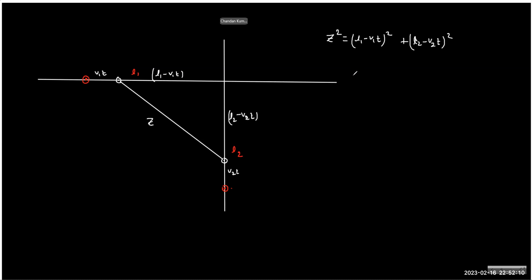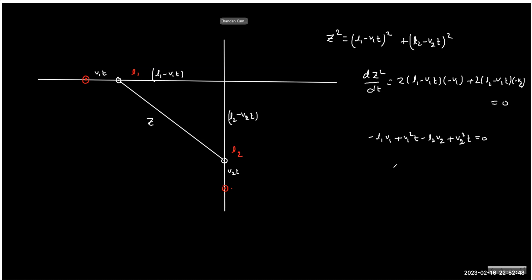and you want to minimize the Z, right? And obviously Z is a function of time T. If Z is minimum, then Z square is also minimum. So d(Z square) by dt will be twice of L1 minus V1 T into minus V1, plus twice of L2 minus V2 T into minus V2, equals 0. And you know how to get the answer from here on. So it's minus L1 V1 plus V1 square T, minus L2 V2 plus V2 square T equals 0. You can see T is how much?